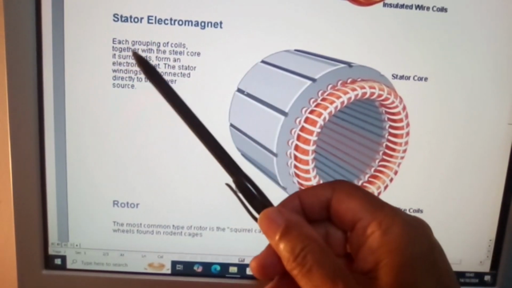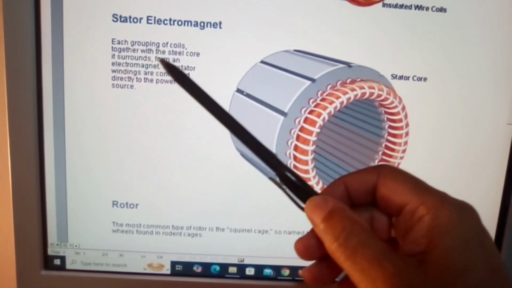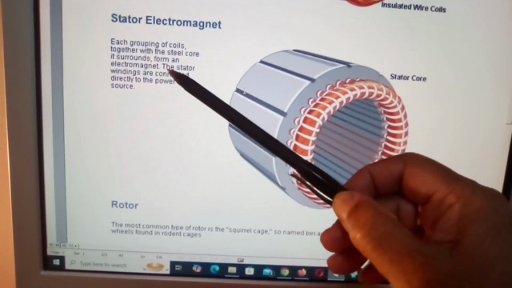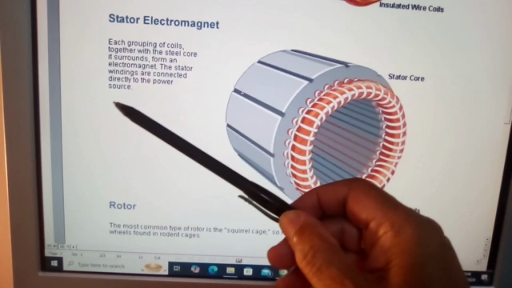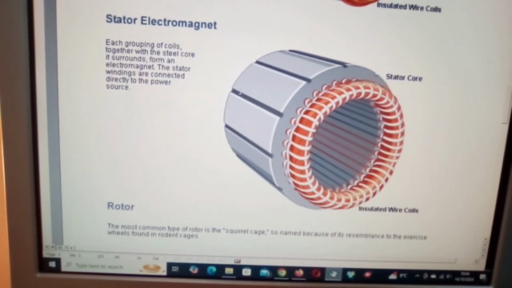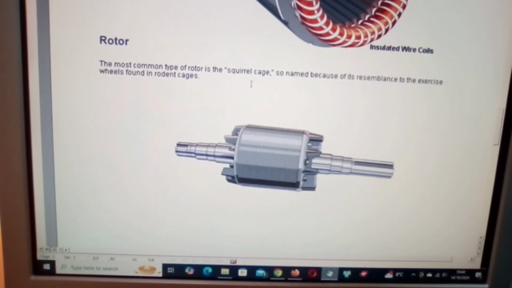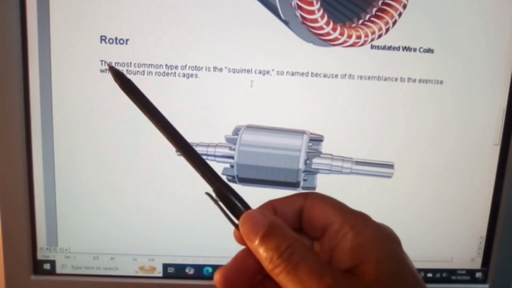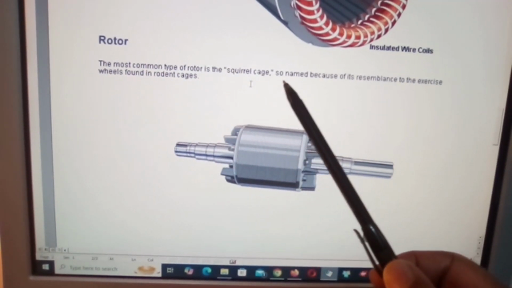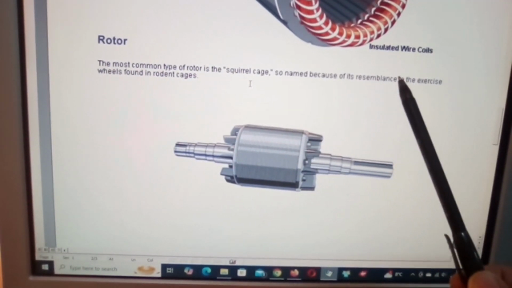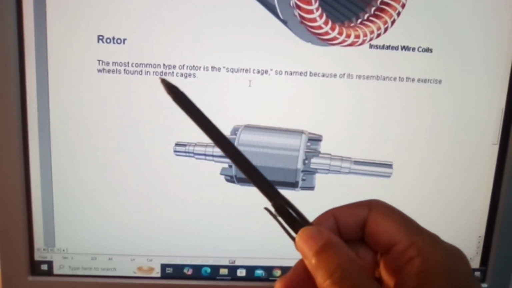Each grouping of coils together with the steel core it surrounds forms an electromagnet. The stator windings are connected directly to the power source. And here we have our rotor. The most common type of rotor is the squirrel cage, so named because of its resemblance to the exercise wheels found in rodent cages.